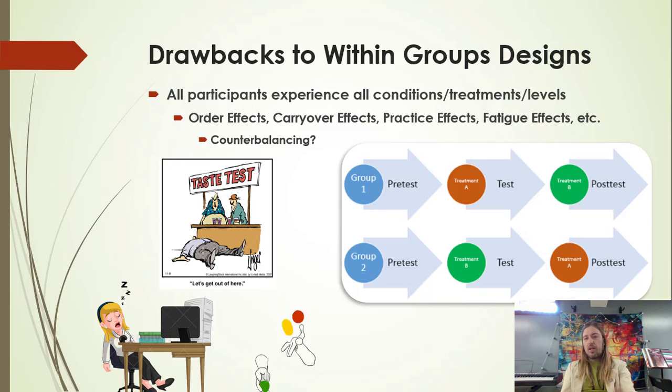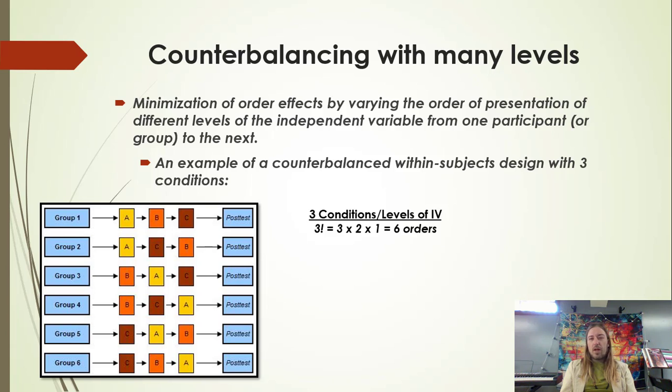And you see when it's really easy like this, where you only have two different measurements to counterbalance, you really only need two different groups. One group gets measurement A, then measurement B. The other group gets measurement B, then measurement A. What happens, though, when your independent variable has more than two levels?